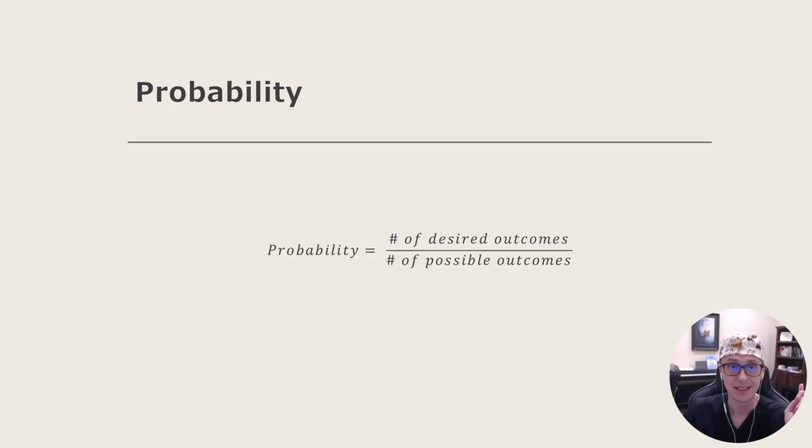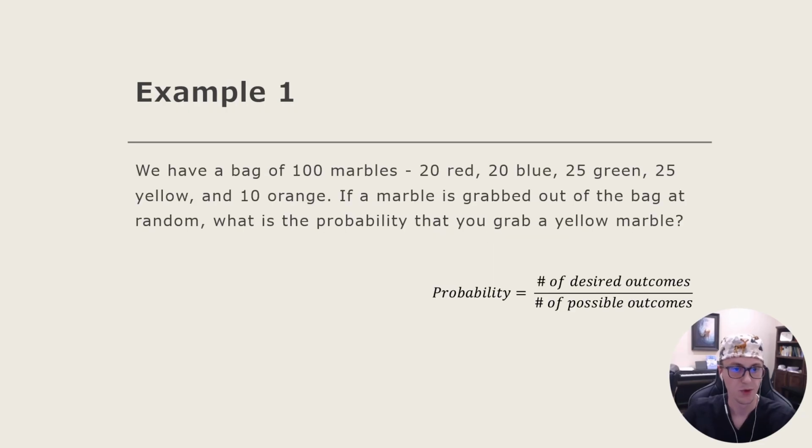Keep in mind that desired outcome does not mean what you want to happen. It just means that's what the criteria is that you're looking for. So example number 1, we have a bag of 100 marbles, 20 red, 20 blue, 25 green, 25 yellow, and 10 orange. If a marble is grabbed out of the bag at random, what is the probability that you grab a yellow marble? So if you already feel like you know how to do this one, pause the video and solve it. I've got that probability equation there for you too to work with.